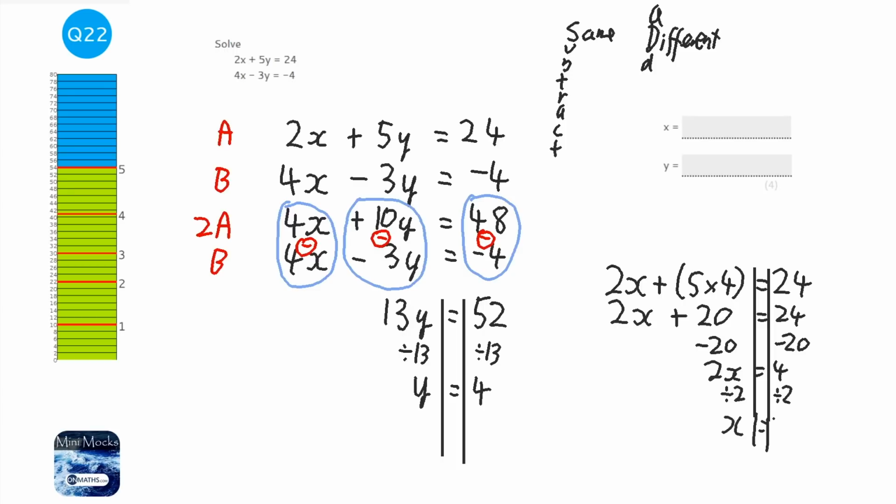And x equals 2. Now if you've got time in the exam, you can check that that's right by using the second equation. So 4 times 2 is 8. 3 times 4 is 12, and 8 take away 12 is minus 4, so we know it's correct. So x is 2 and y is 4.